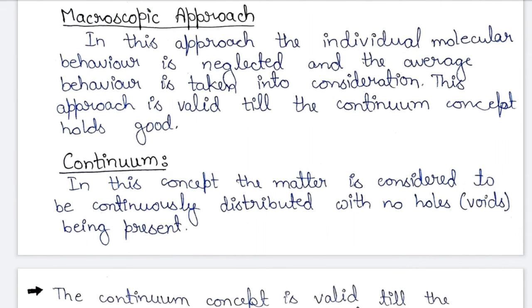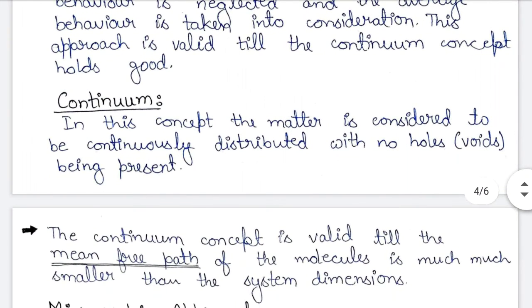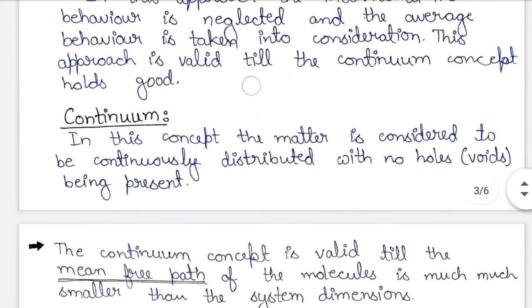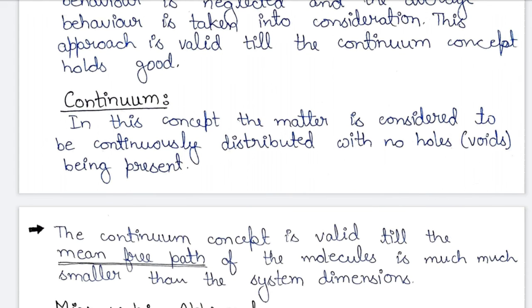So we will not go through the molecular level. The average behavior is considered in the macroscopic approach. This approach is valid till the continuum concept holds good. So we will now look at what is continuum.